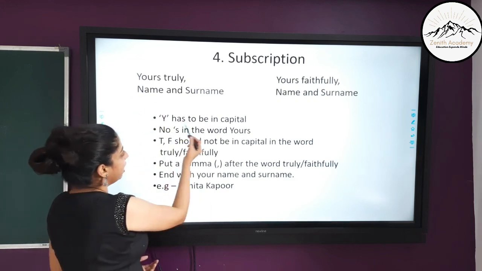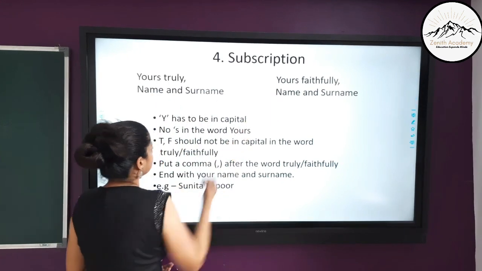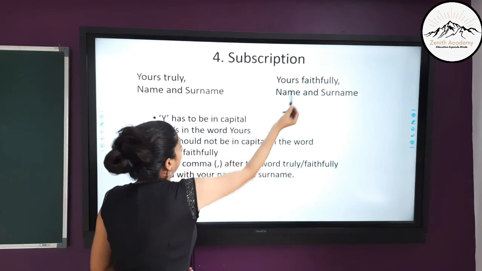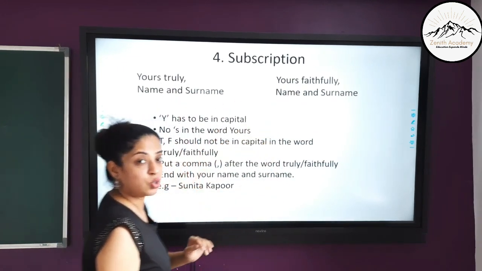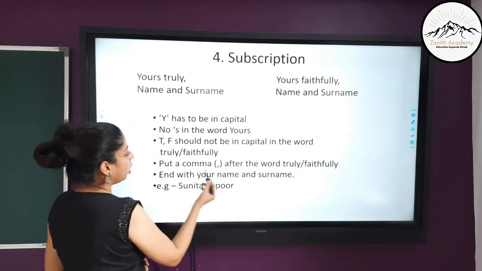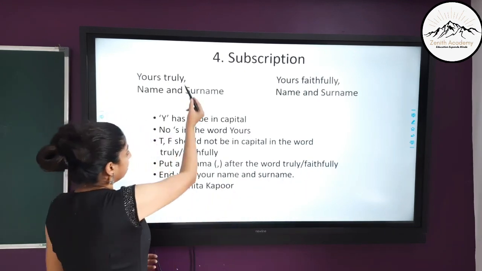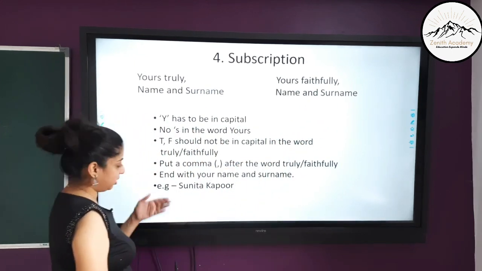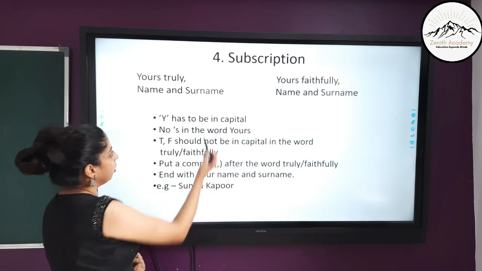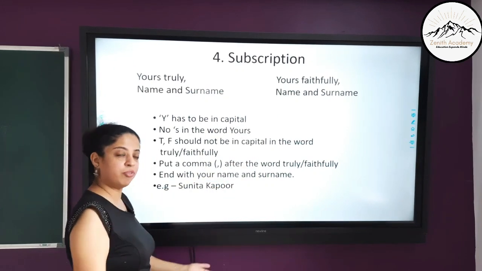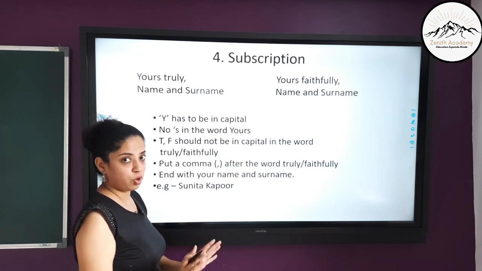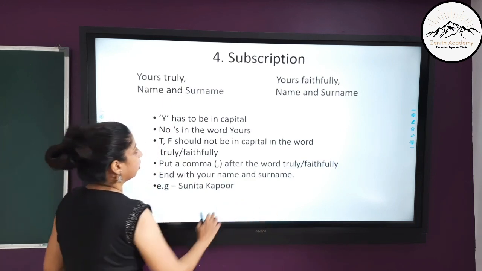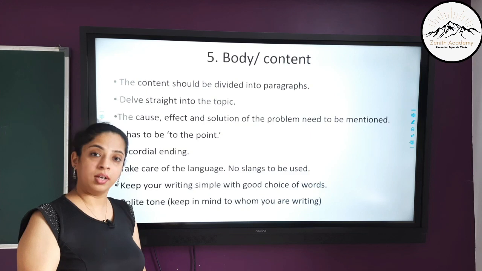So let's revise. Y has to be in capital here, and here you can see no apostrophe S in the word Yours. The T and F of the words truly and faithfully have to be in small letters. Put a comma after the word truly or faithfully. Then end with your name and surname, for example, Sunita Kapoor. Here also no need to write a full stop, and even if you put a full stop, it's not wrong. So you get half mark for this and half mark for this, so 1 mark for your subscription.